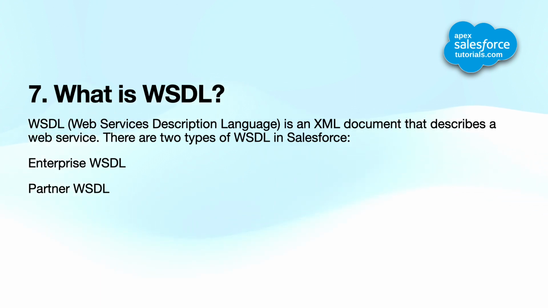In Salesforce, there are two types of WSDL: Enterprise WSDL, which reflects the specific configuration of the Salesforce organization, and Partner WSDL, which is more generic and suitable for partner integrations.